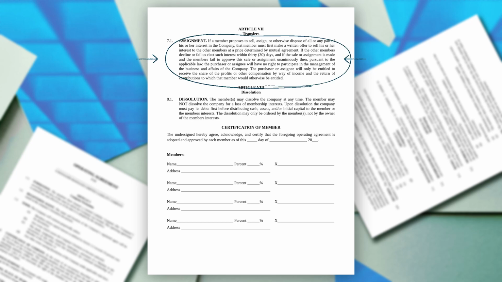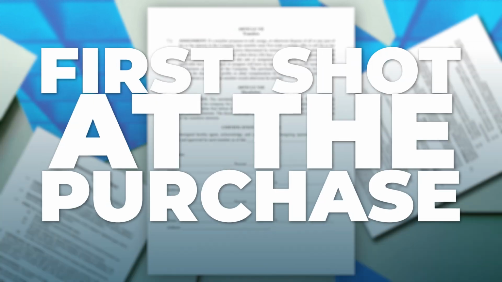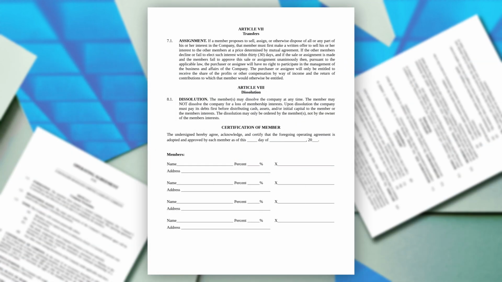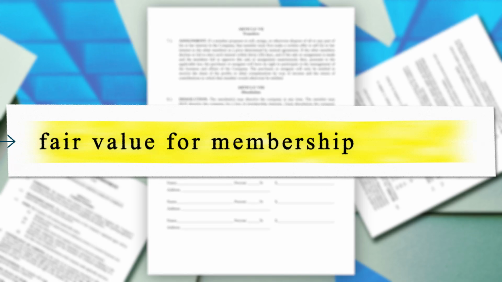If a member decides to leave the LLC and transfer their interest to someone else, this section will provide guidelines such as giving members first shot at the purchase and noting that members must unanimously approve a sale for the new recipient to receive voting rights. This section also aims to maintain a fair value for membership interest.